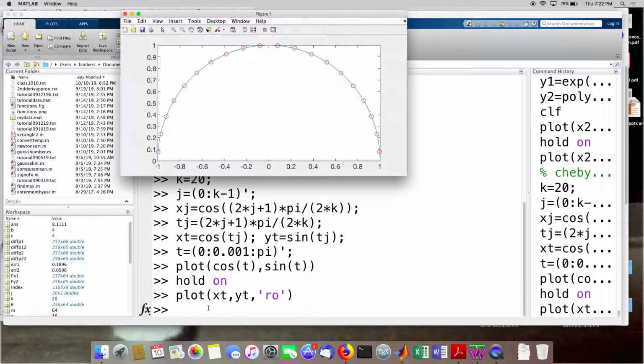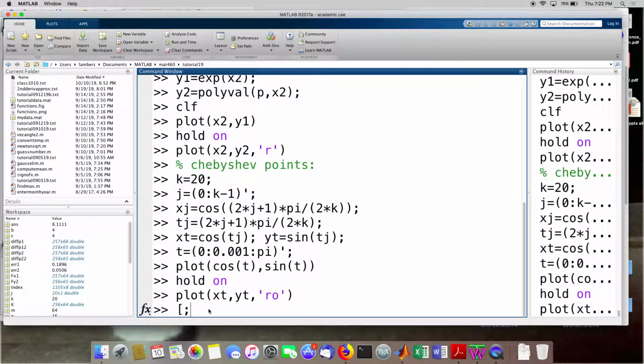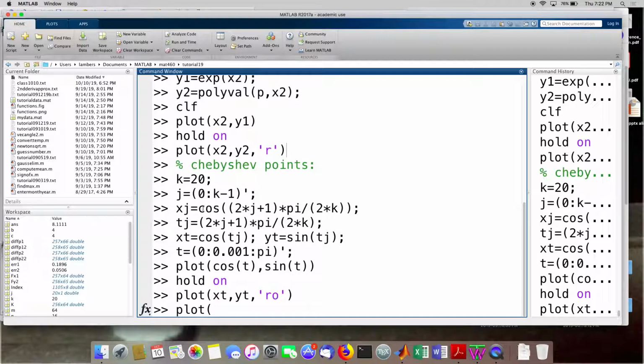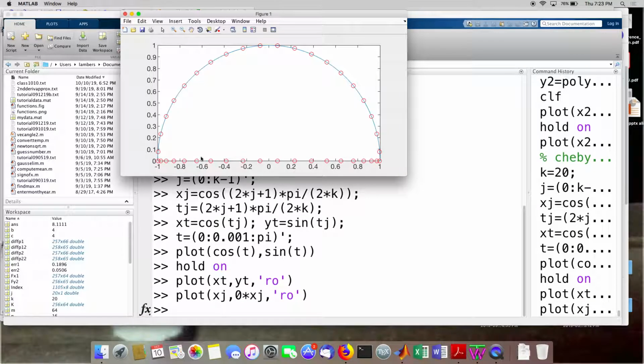But now I'm going to plot the Chebyshev points, which are x_j, and I want to plot them on the x-axis. So I need a vector of zeros. A really easy way that at least saves typing to get a vector of zeros that's the same size as this is to just multiply it by 0. So it gives you the appropriate zero vector. And I'll plot those also using red circles. And here they are on the x-axis. Let me make that bigger.